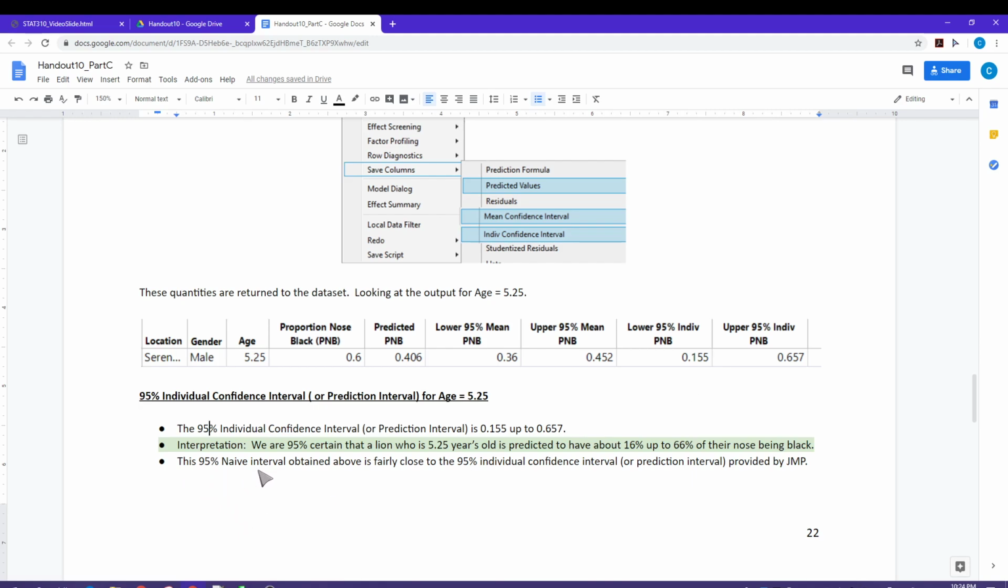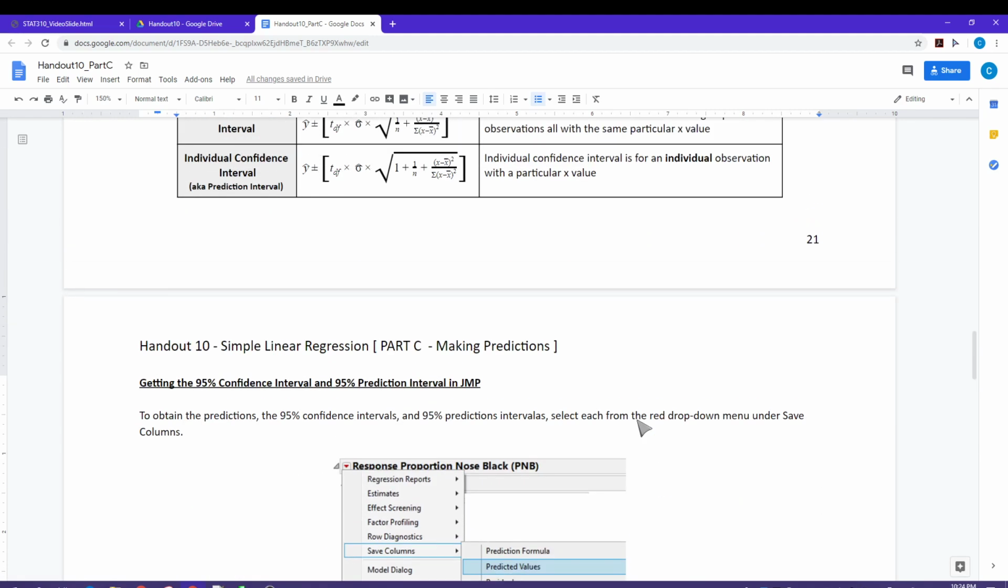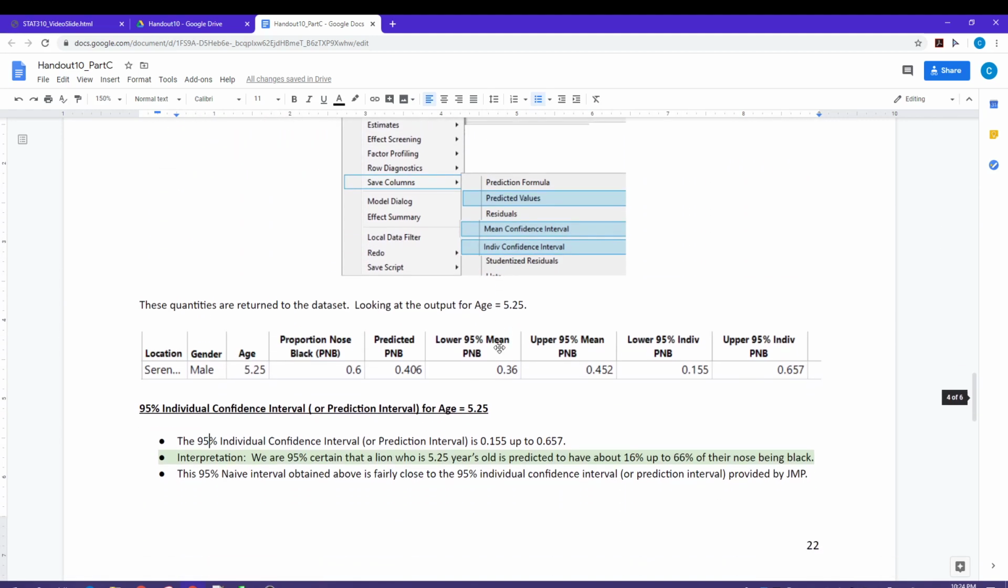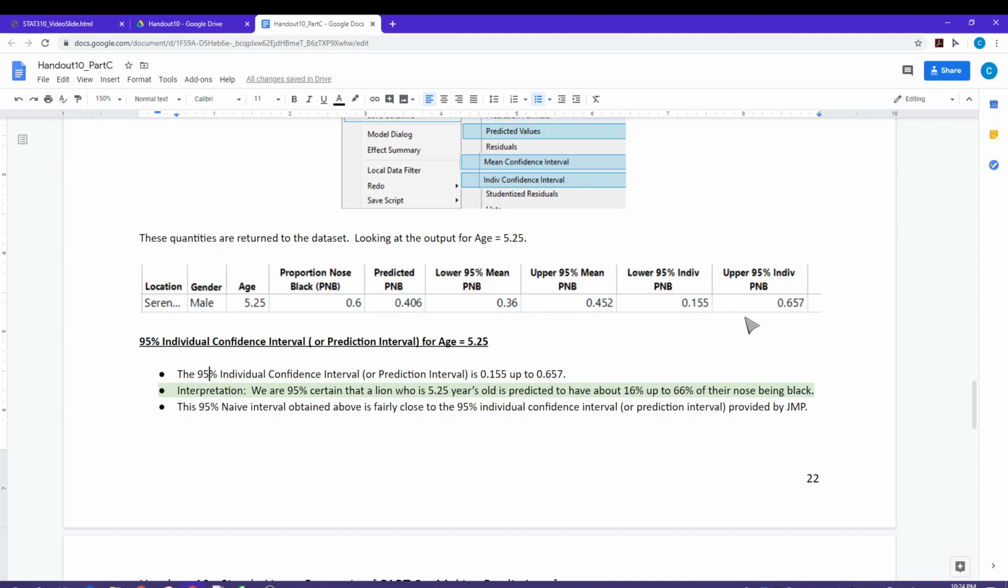The 95% naive interval that I obtained up above is pretty close to this individual confidence interval. So up above, I think I had 17 to 65 or so. Again, pretty close to what we're getting here. So that naive confidence interval was actually for an individual lion.